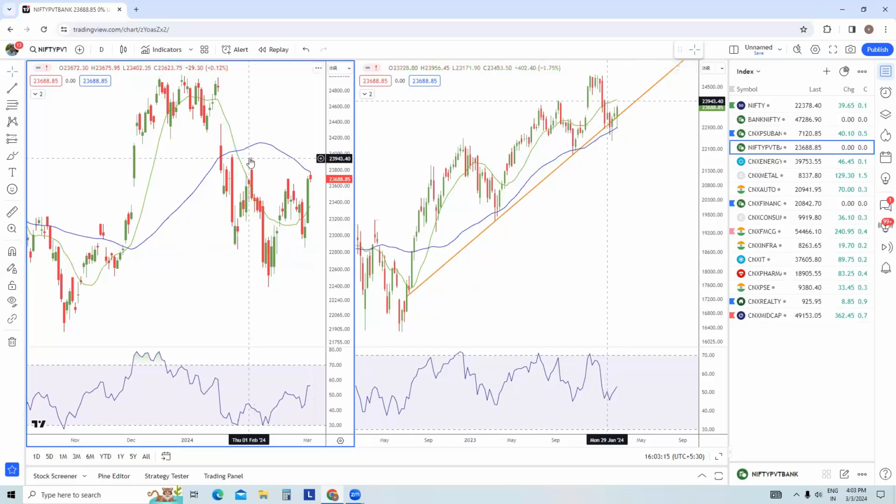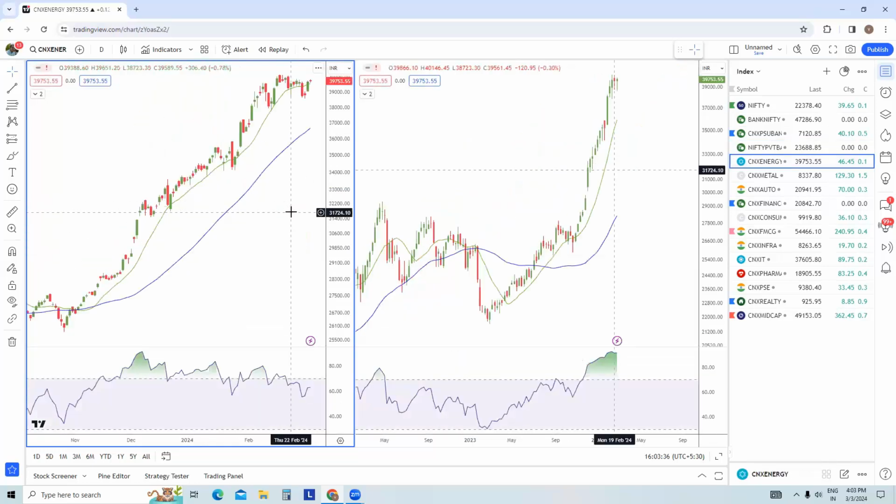You can see one leg up, then down, one leg up, then one leg down, and then once again they are trying to go higher. As of now, the trend is flat in the weekly and in the daily time frame chart, and the right thing to do is wait and watch and understand exactly where the breakout comes, on the upside or on the downside.